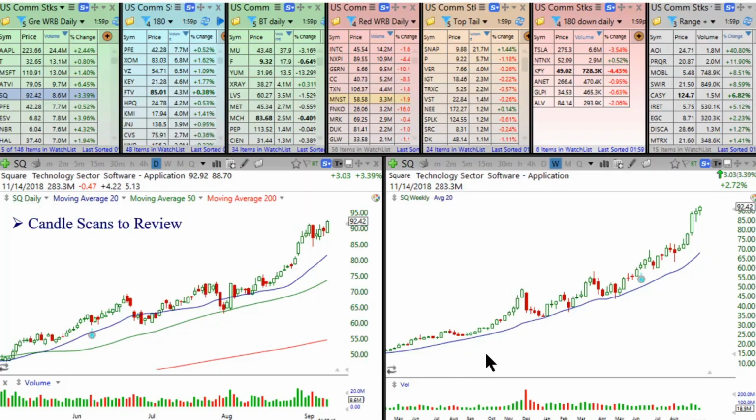And as already mentioned, our primary focus is to trade in the direction of the trend at the appropriate moment. And this software helps us find those opportunities relatively quickly. And that's what we want.